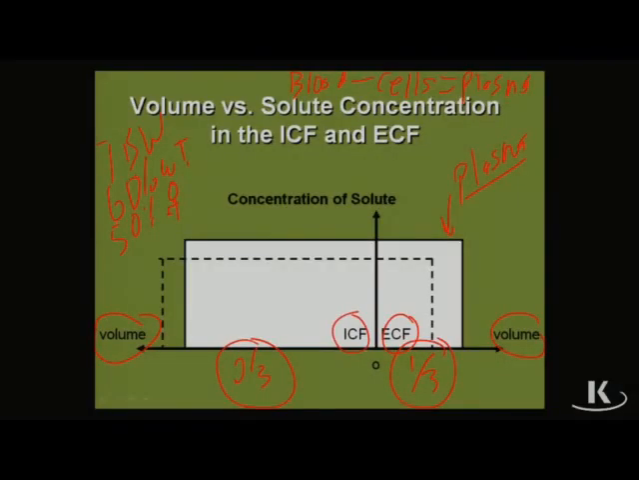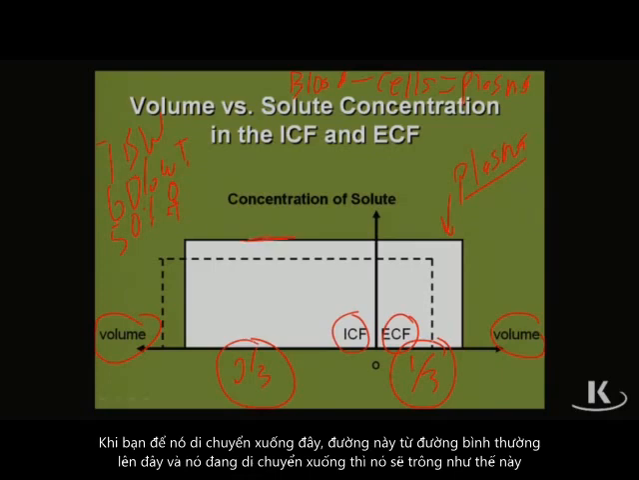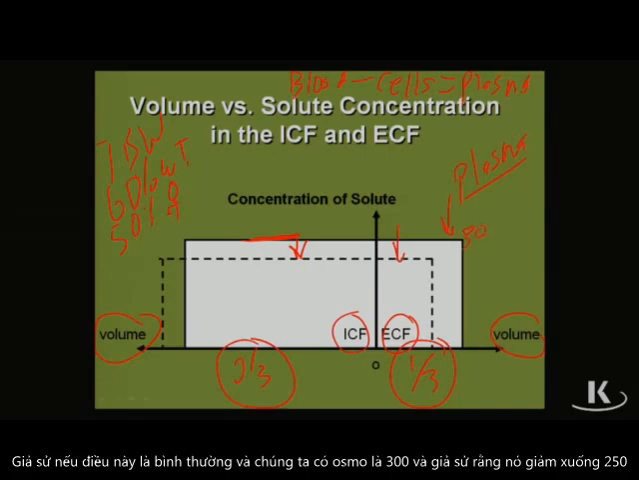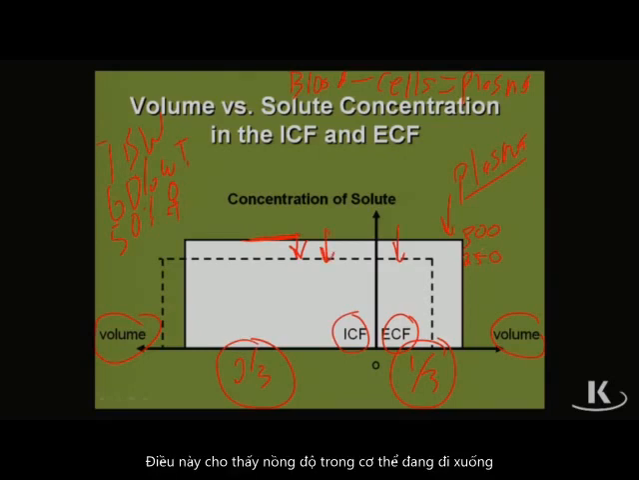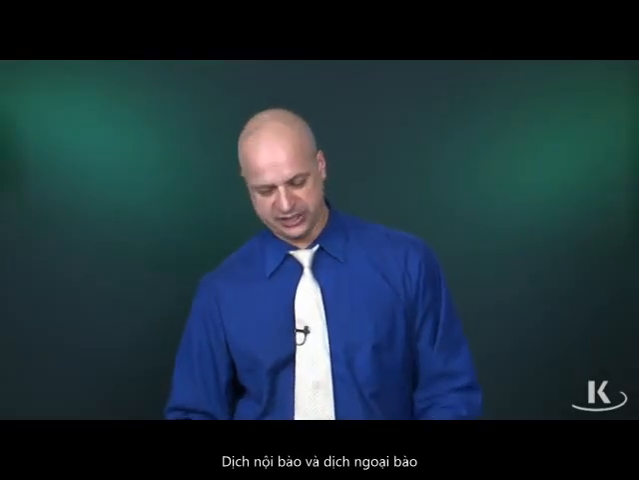Just an example. Here, when you have this line moving down from the normal up here, that's what it would look like if the serum osmolality went down. Let's say this is normal and we have an osmolality of 300, and it moved down to 250. This is showing the concentration in the body going down, in both components, the intracellular and the extracellular fluid.